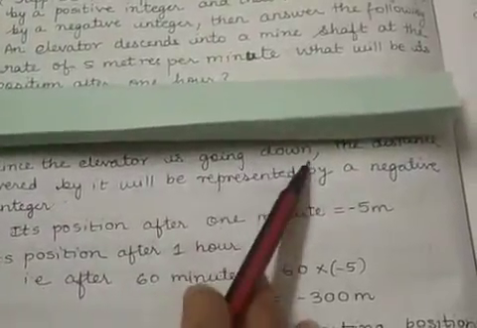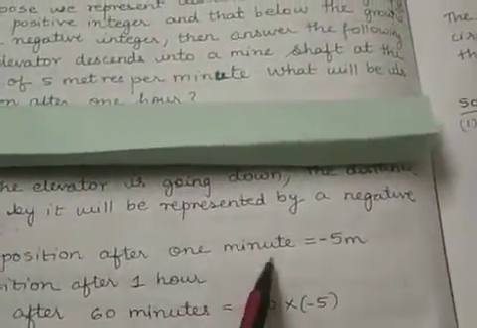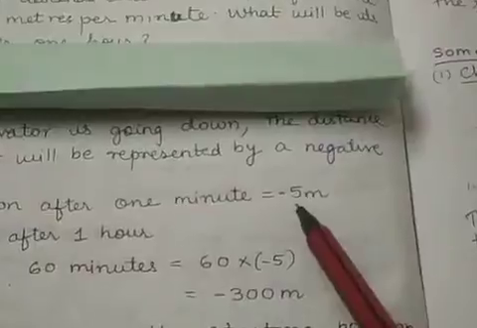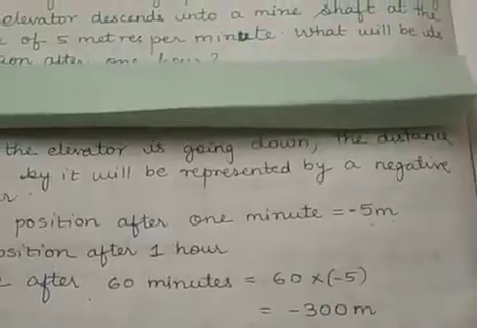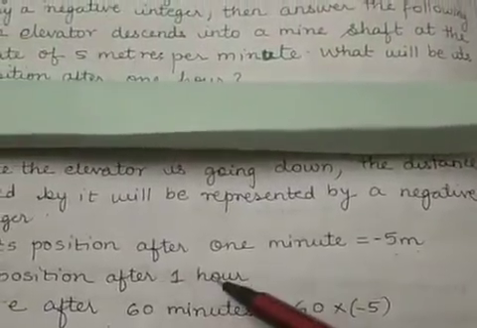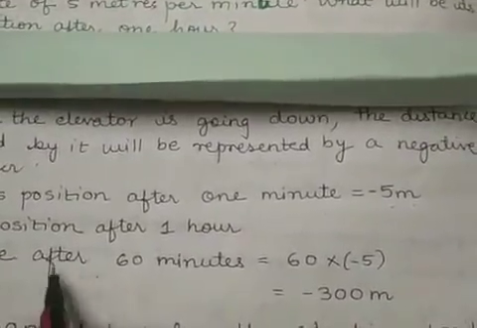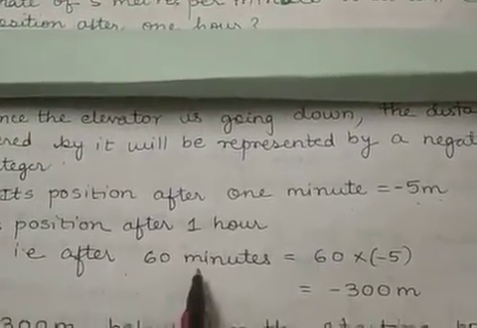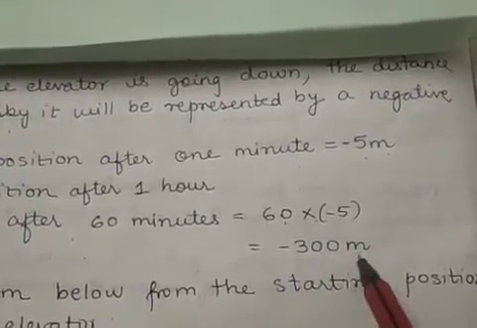Since the elevator is going down, the distance covered will be represented by a negative integer according to the question. Now its position after 1 minute will be what? I told you after 1 minute it goes 5 meters below the ground. So it will be minus 5 meters. Therefore, in 1 minute, if it is minus 5 meters, then after 1 hour it will be how much? 1 hour has how many minutes? 60 minutes. So after 60 minutes, instead of saying 1 hour, its position after 60 minutes will be equal to 60 multiplied by minus 5, which is minus 300 meters.